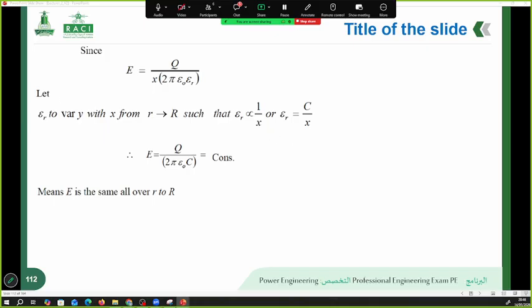By substituting the inverse relationship of epsilon r into the original formula of E, we can find this equation. The final expression for E shows that it is a constant value independent of the radial distance x. This proves that by using a dielectric material whose permittivity decreases with distance from the conductor, uniform electrostatic stress can be achieved across the insulation. This is the fundamental principle of capacitance grading.